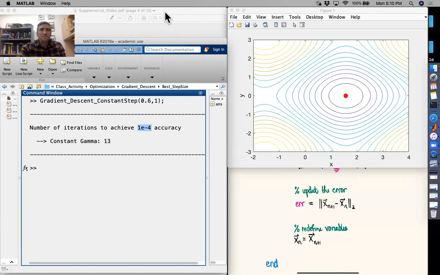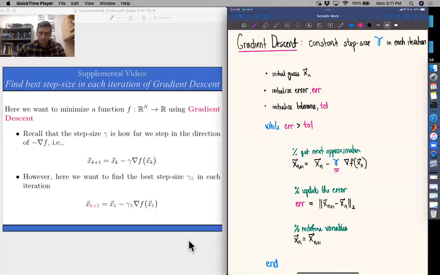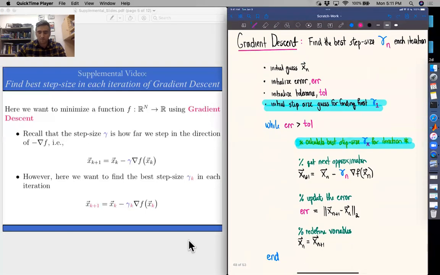That takes us to the next idea: what if we want the step size itself to change each iteration? This would be like asking, what is the best step size for the first iteration? What's the best step size for the second? And so on and so forth. Now the algorithm itself doesn't change too much, besides that we get to do a couple different things.